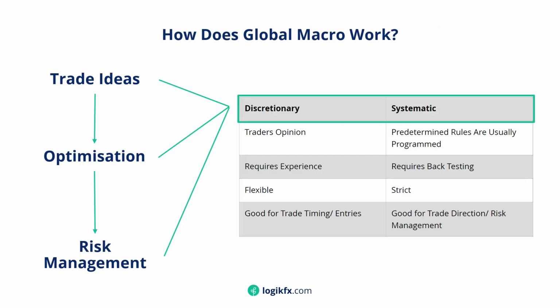Typically, the global macro trading approach is split into three main categories. You've got idea generation, optimization or filtration, and finally, risk management. Each of these serve a unique purpose in a trader's view of a security or market prior to them placing a trade. Now, within these areas, macro traders will use one of two options: a discretionary approach to analyze the different areas, or a systematic approach.